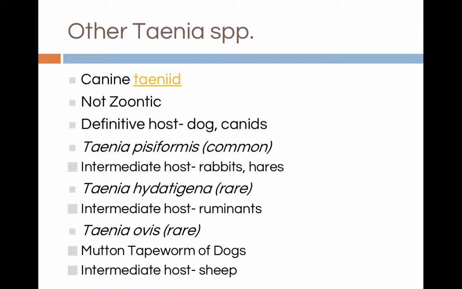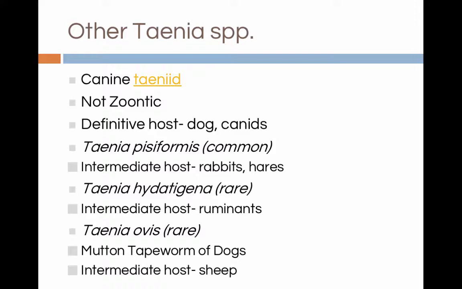Taenia ovis is also very rare. When you hear ovis, you should immediately think sheep. Okay? Think back to your medical terminology that you had last semester in intro. So we call this one, as its common name, the mutton tapeworm of dogs.